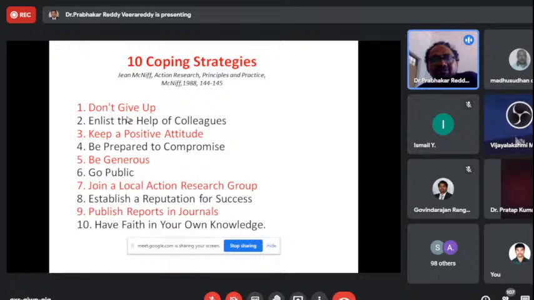Keep a positive attitude. Be prepared to compromise. Be generous. Go public. Join a local action research group. Establish a reputation for success. Publish reports in journals. Have faith in your own knowledge.